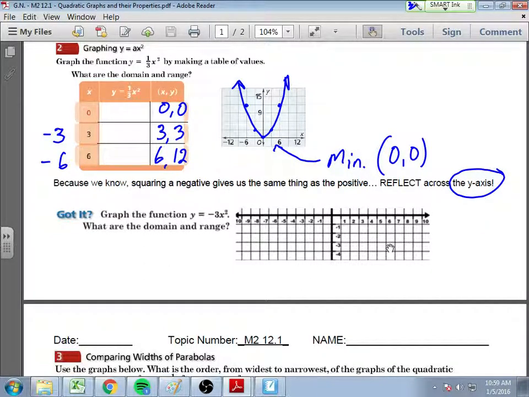Questions on what we just did? Try graphing the function in the got it, negative 3x squared. So now instead of doing 1/3, we have a negative multiplier. So what will happen if we have a negative multiplier?